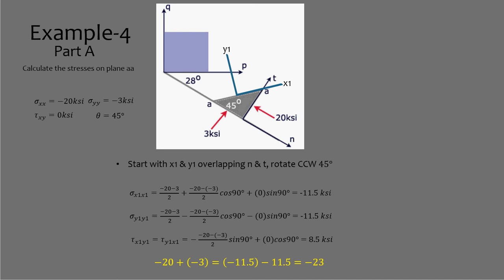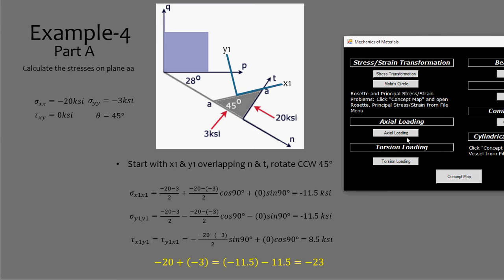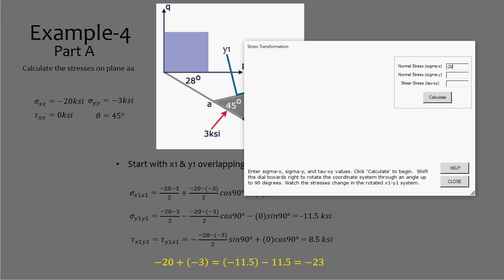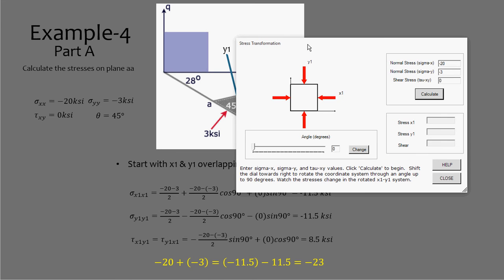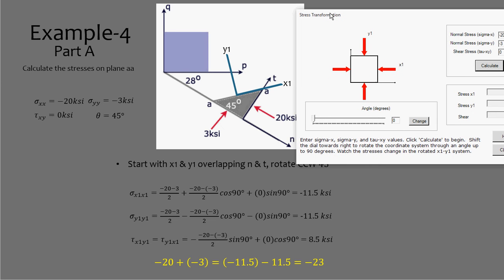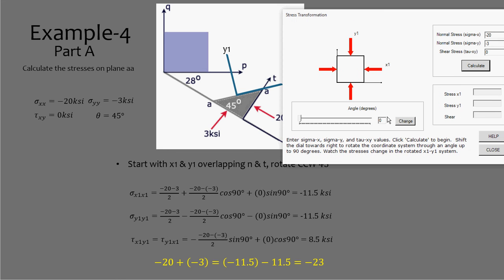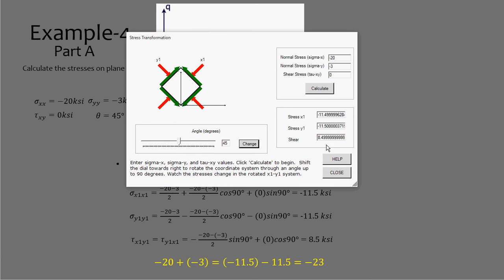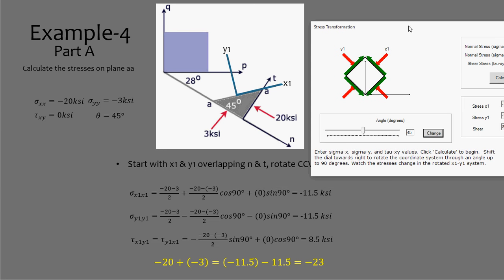When solving this with MechMat, let's pull up our stress transformation. So our values are -20, -3, and 0. You can see in the element it doesn't show any shear stress because we put in 0. Okay, and we are just transforming at 45 degrees, so we can just put that straight in. And here are our values: -11.5, -11.5, and 8.5. So that's really it for part A, and we can move on to part B.